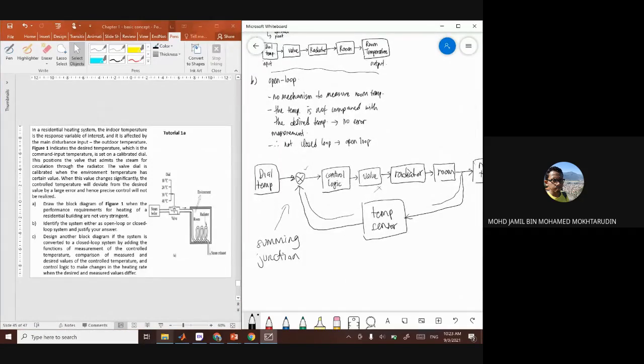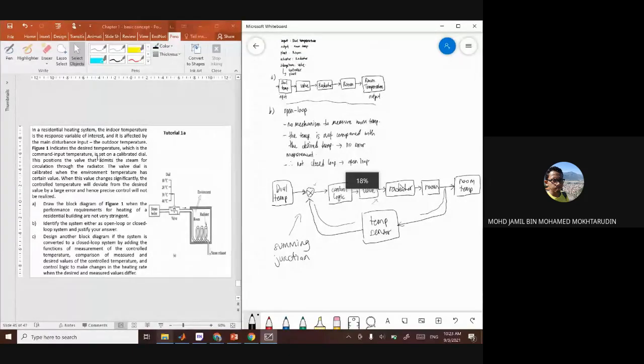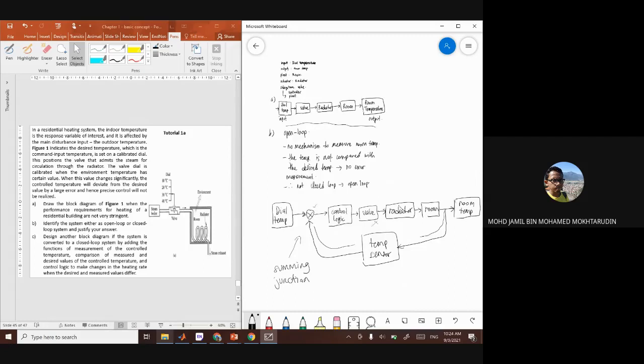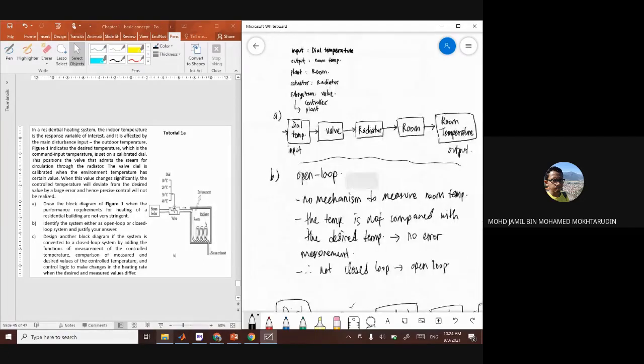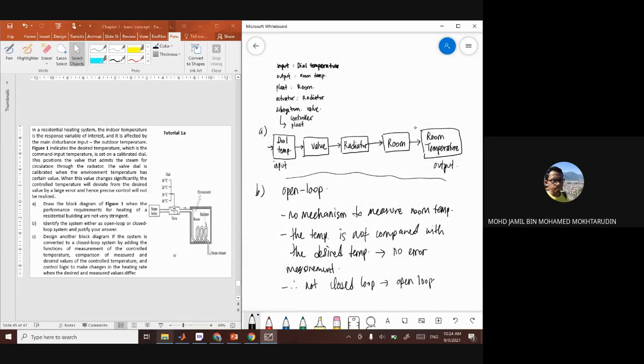Sometimes here in this question it says also that the valve dial is calibrated when the environment temperature has a certain value. When this value changes significantly, the controlled temperature will deviate from the desired value. So here it wants to say that there's a disturbance in the system. So the disturbance is the environment temperature. Okay, so sometimes you can add a disturbance in your block diagram. So for example, like in this open loop block diagram, then you can add a disturbance here.